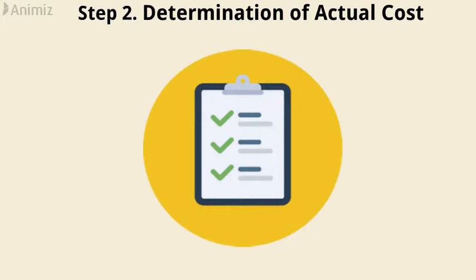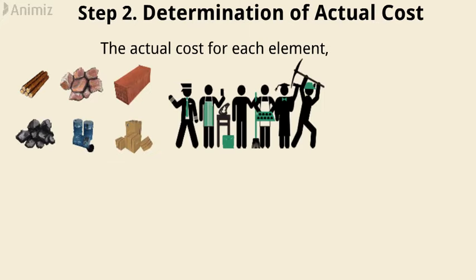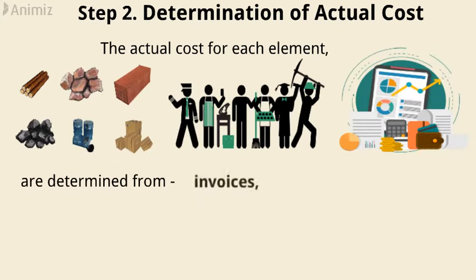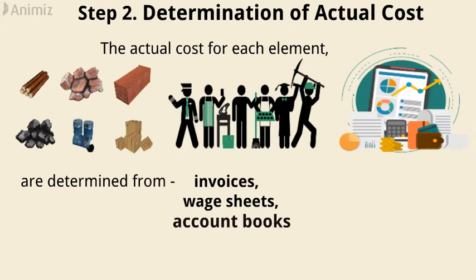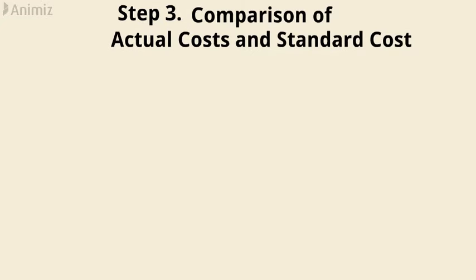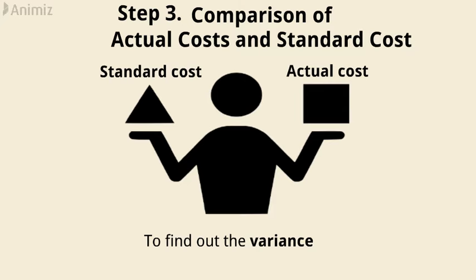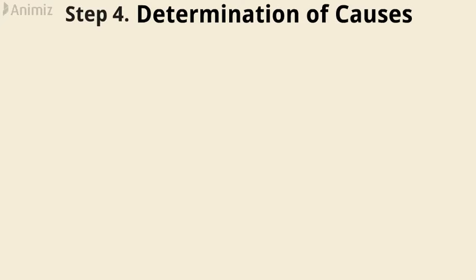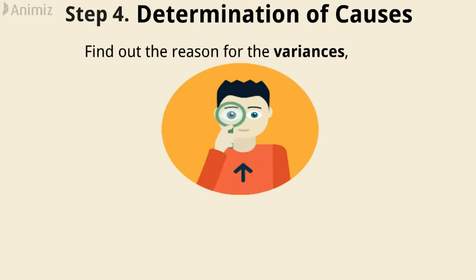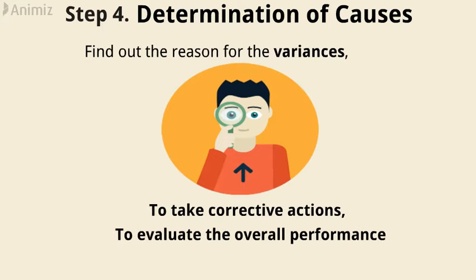Step 2. Determination of actual cost. After standards are set, the actual cost for each element, that is material, labor, and overheads, are determined from invoices, wage sheets, account books, etc. Step 3. Comparison of actual costs and standard cost. This step to the process is to compare the standard cost with the actual figures, so as to find out the variance. Step 4. Determination of causes. Once the comparison is done, the next step is to find out the reason for the variances, to take corrective actions, and also to evaluate the overall performance.